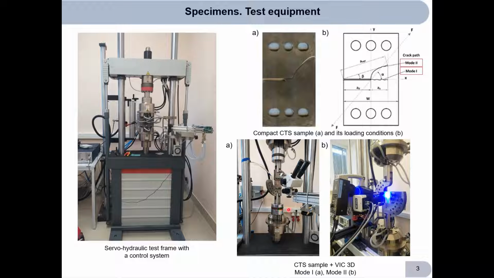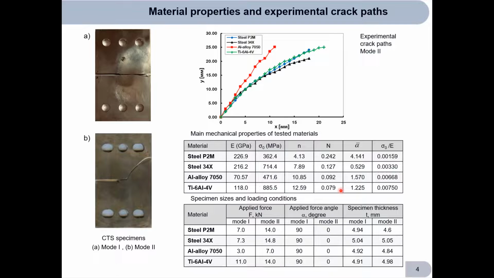CTS specimens in S-shaped grips are presented here, as well as the Vic-3D complex, which was used to measure and fix the displacement field at the crack tip of CTS specimens by digital image correlation. The figures show the tested compact tension shear specimens, pure mode 1 and initial mode 2. All compact tension shear specimens were produced from two types of steels, titanium and aluminum alloys. Specimen sizes, loading conditions, and main mechanical properties of all tested materials are listed in tables on the slide.